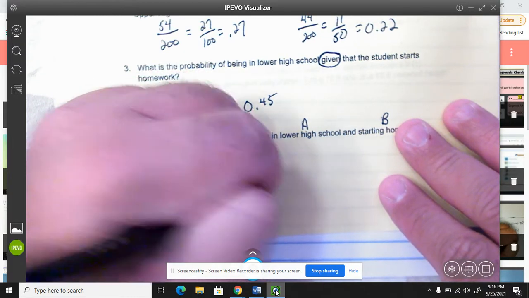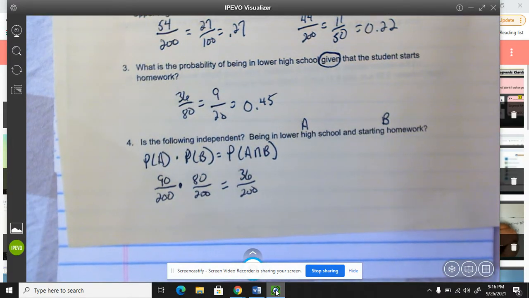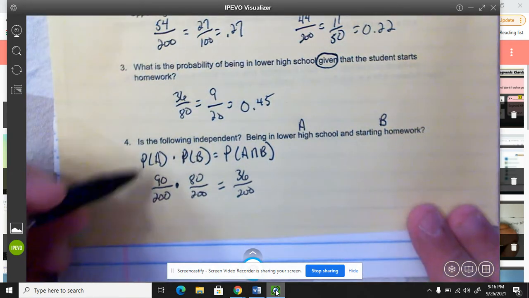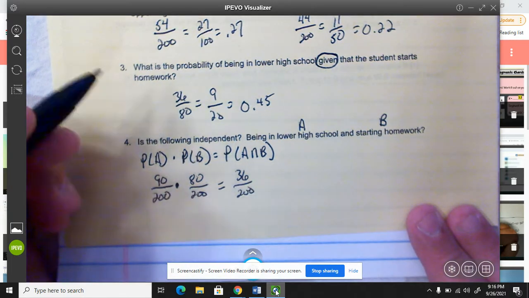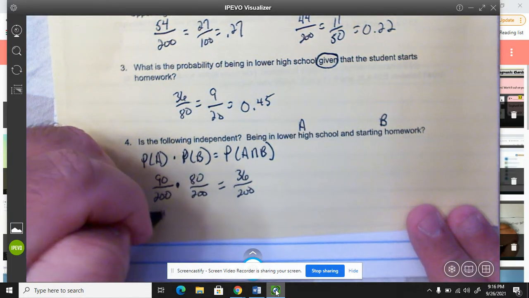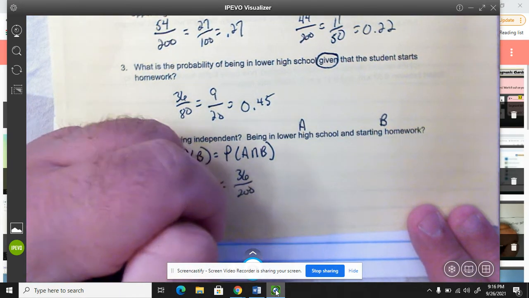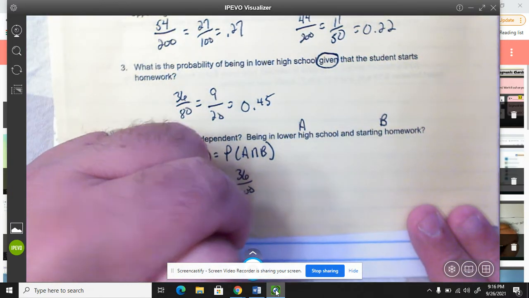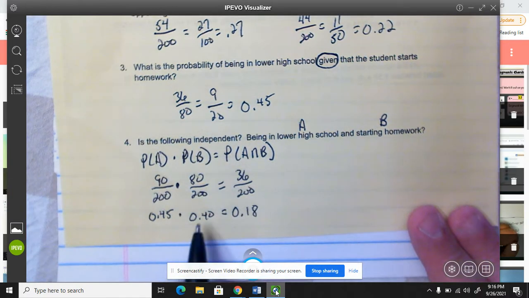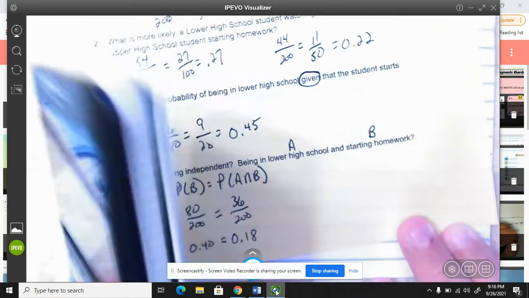Now, most of you got to this point and said there's no way that that equals one another. And so you just said dependent or not independent. But let's follow through on this. So I'm going to change these over to decimals. I'm not going to worry about simplifying it. So 90 over 200 is 0.45. 80 over 200 is 0.40. And 36 over 200 is 0.18. So again, you look at this and say there's no way that 0.45 times 0.40 equals 0.18. Well, let's see.